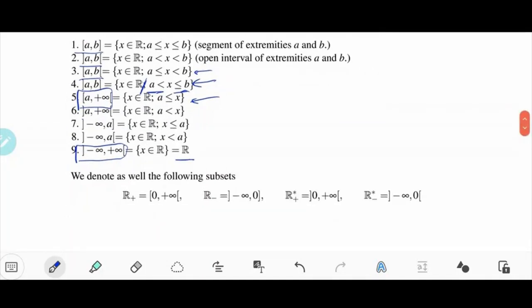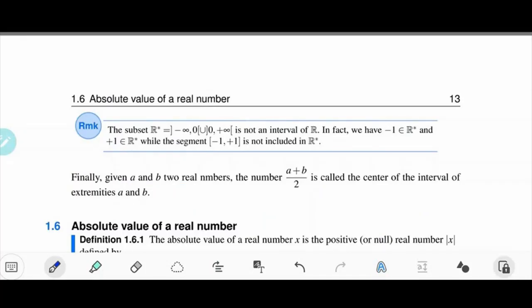Also, one can write that R plus is all the positive elements between 0 and plus infinity, including 0. R minus as well, the negative elements with 0. When we add the star, it means that we remove the 0 from the interval. Finally, if I take the two numbers A and B and I calculate A plus B over 2, I call this the center of the interval, because it's the midpoint between A and B.